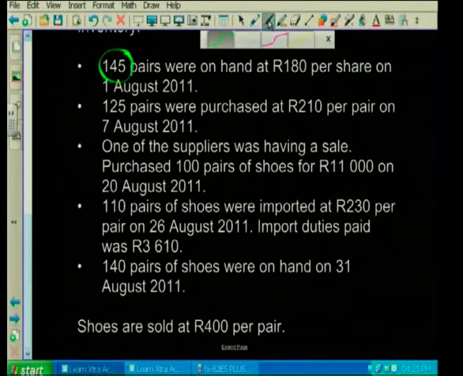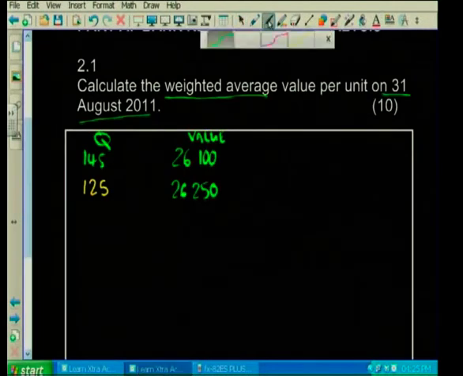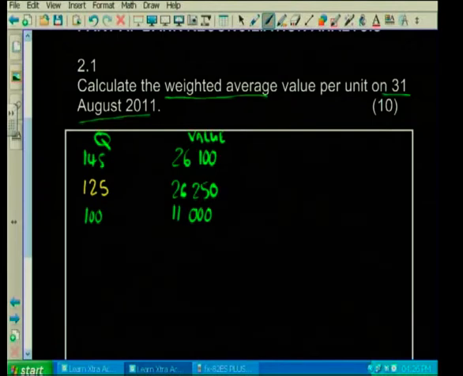One of the suppliers was having a sale. We purchased 100 pairs for 11,000 Rand. So immediately I say 100 pairs at 11,000 Rand. You can clearly see what I am doing here. I'm listing the quantities that I'm purchasing as well as the value of that stock. So weighted average: quantity, value. Quantity, value. Keep that in mind all the time.